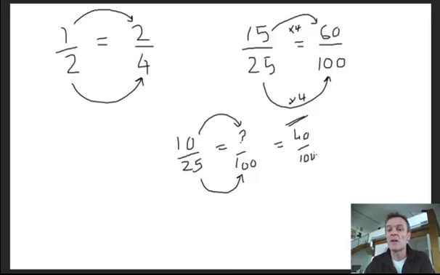I multiplied by 4. Now, let's have a look at this. I'll just erase that in the middle. So now we know what it is. It's 40 over 100. Now watch this. Here's a little trick for you.